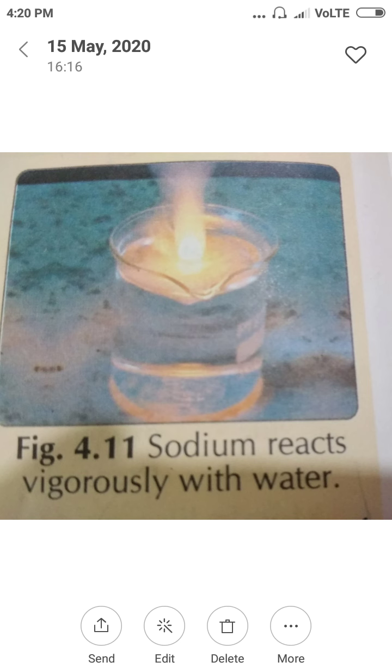It burns with a golden yellow flame. The sodium becomes hot. This is because of the heat evolved in the reaction, and the hydrogen gas produced during the reaction catches fire. After this reaction, if the solution is tested with blue and red litmus paper, the red litmus paper turns blue. This shows that the solution is basic in nature.